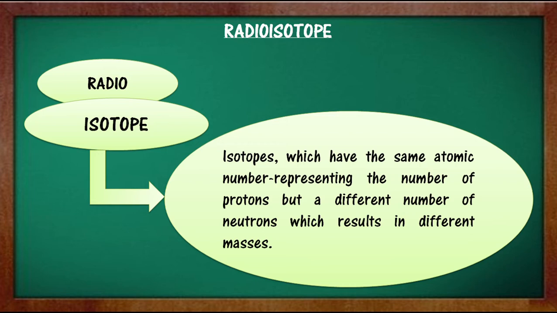But in a radionuclide, the neutrons will be in excess. The neutron concentration will be in excess when compared to protons and electrons. So isotopes, in radioisotopes, the name means they have the same atomic number but a different mass number. What is a mass number then? Mass number is nothing but the total number of protons and neutrons in an atom or in a nucleus.